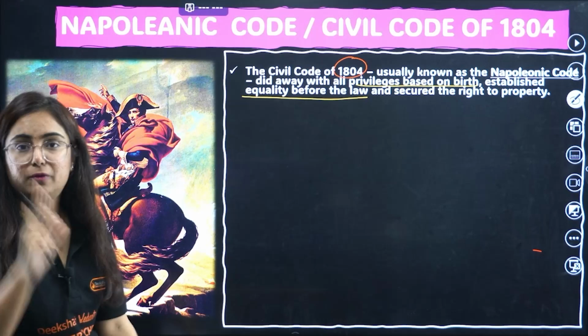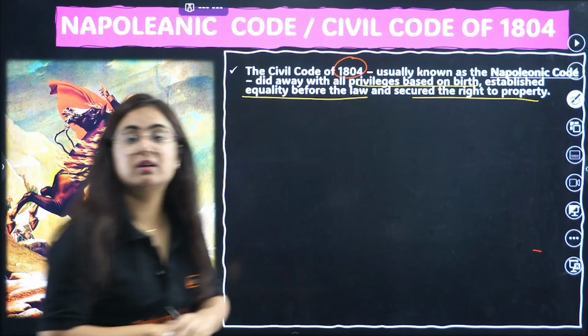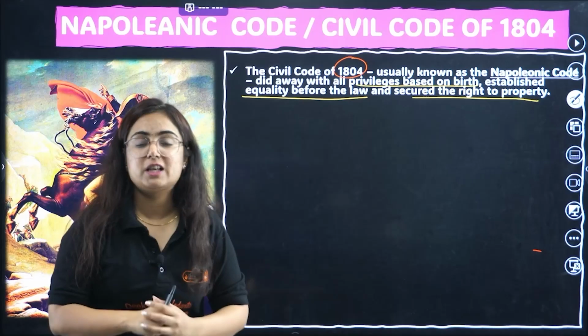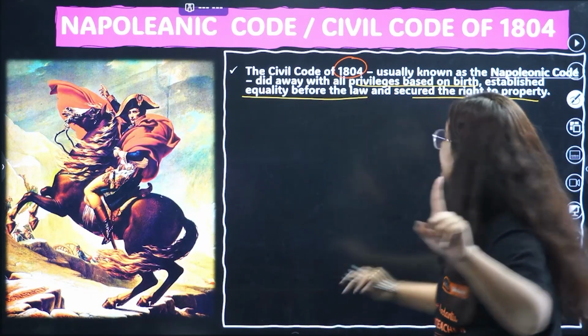Everyone will be equal before the law, and when everyone is equal, they will be securing what? Right to property. They will be securing what? Right to property. Okay, this is the first thing.